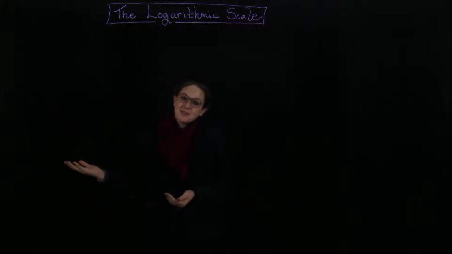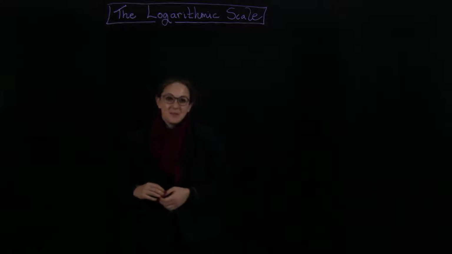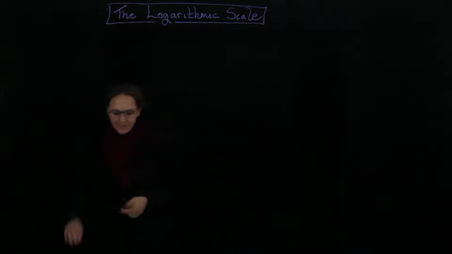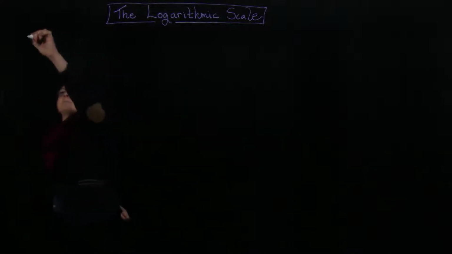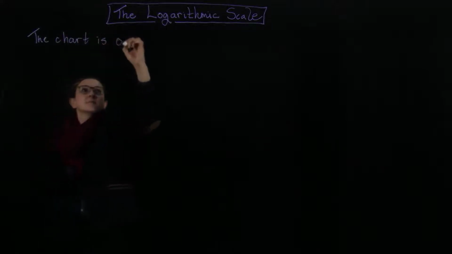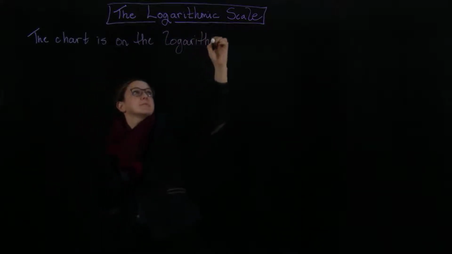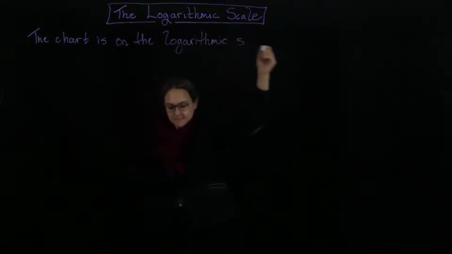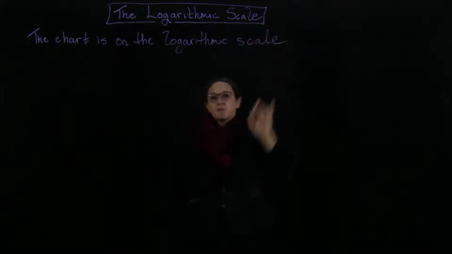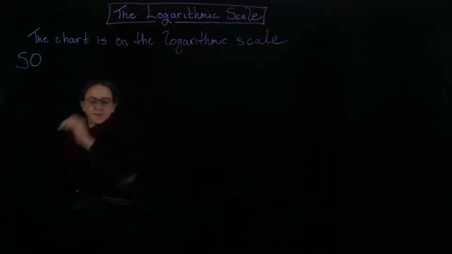The chart that we're looking at was made by John Burn-Murdoch of the Financial Times, and the example was found by PhD student Rebecca Carter. So the chart is on the logarithmic scale. And what that means for us is that exponential growth looks linear.